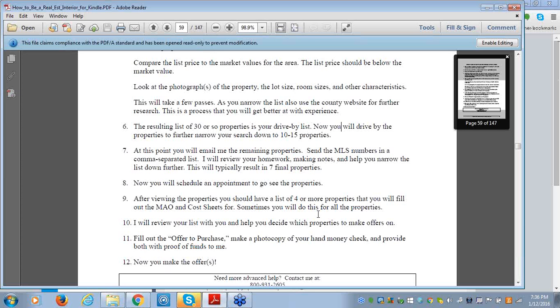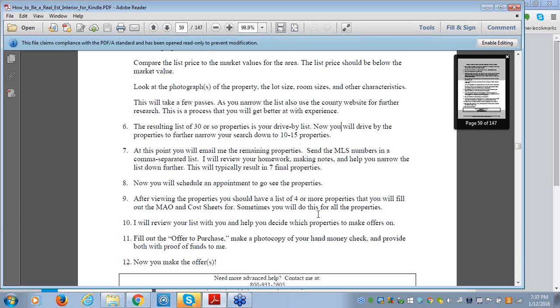They have to give you the offer back with a photocopy of the hand money check, which is your earnest money deposit, and also a photocopy of a letter if they're getting a loan, basically a pre-approval letter from a bank, or if they've already got a line of credit they're using, a photocopy of a statement from the line of credit showing that they're qualified and they can actually buy the property.